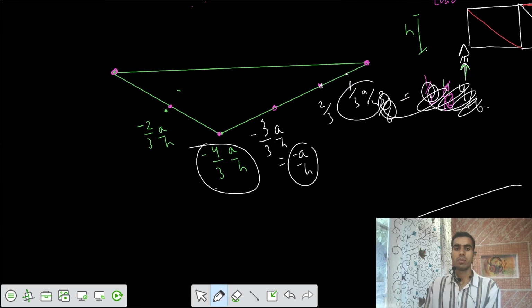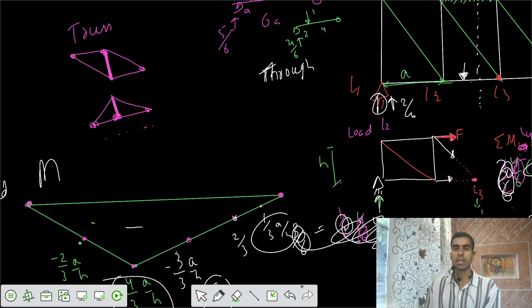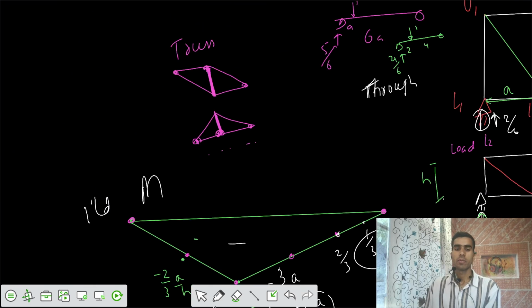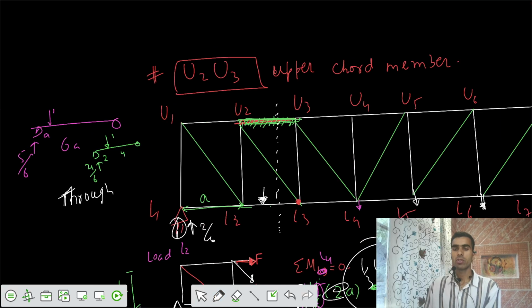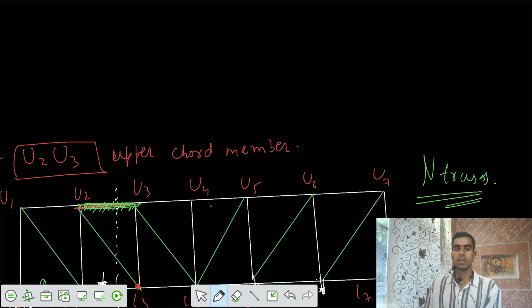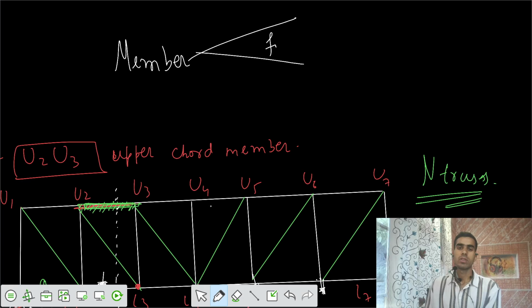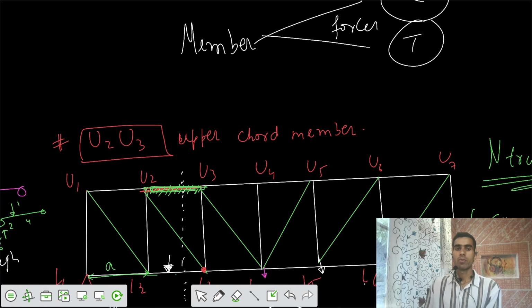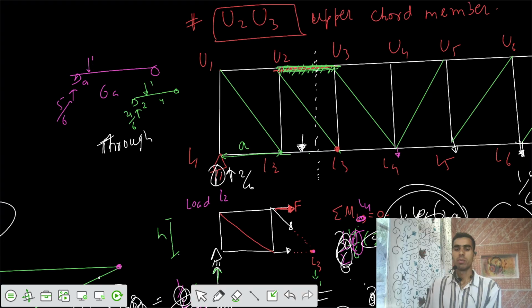So this is your ILD for that member force U2 U3. In the truss members, we are not solving moments, we are only calculating the member forces. It may be compressive or tensile. We are solving for axial forces, that's your member forces.